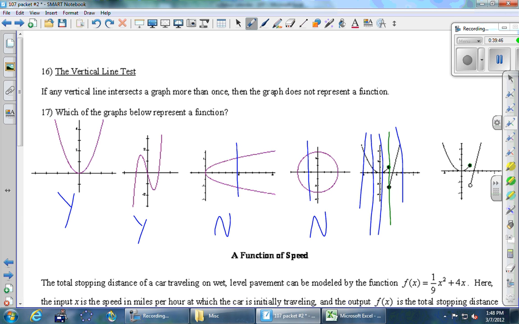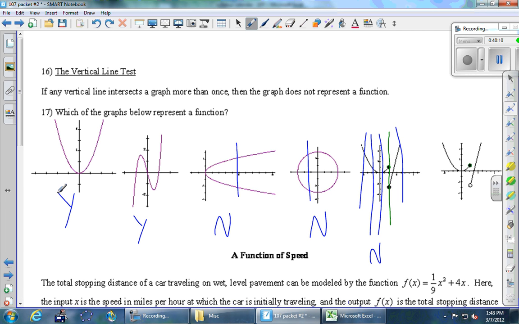That single line right there hits 2 filled-in dots, 2 dots that are on the graph. If a single line hits twice, it is not a function. So is this one a function? No. It just barely fails to be a function. It was so close to being a function, but just that single green line makes it not a function.